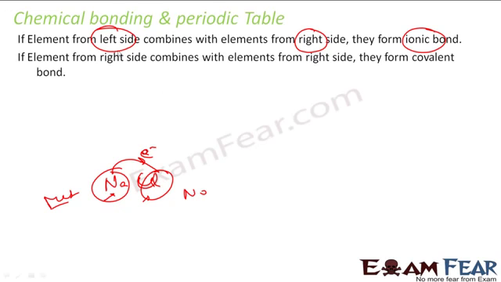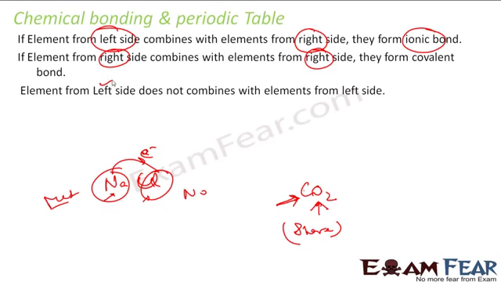But the element on the right side combines with an element on the right side to form a covalent bond. For example, CO2. Why? Because both are on the right, both want electrons. Both are electron hungry. Nobody is ready to give an electron, right? So in this case, when nobody is ready to give an electron, they share electrons and they form a covalent bond.